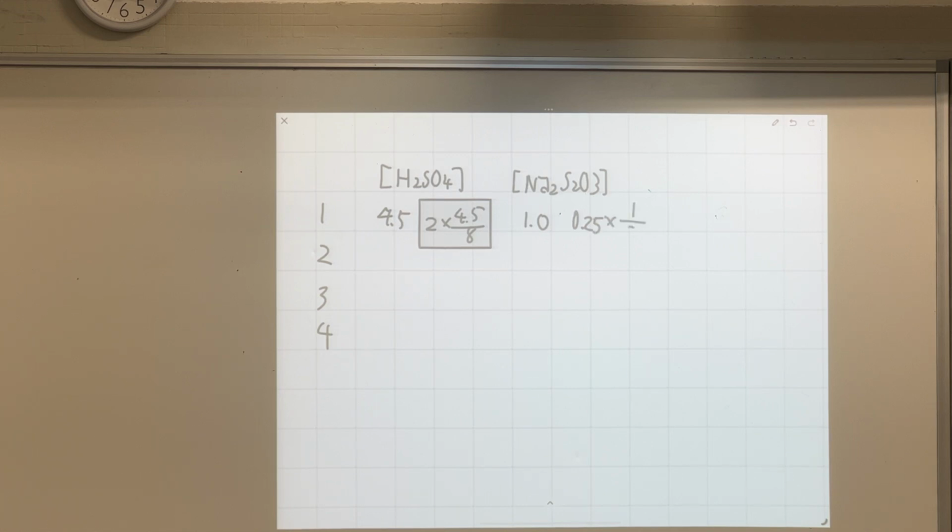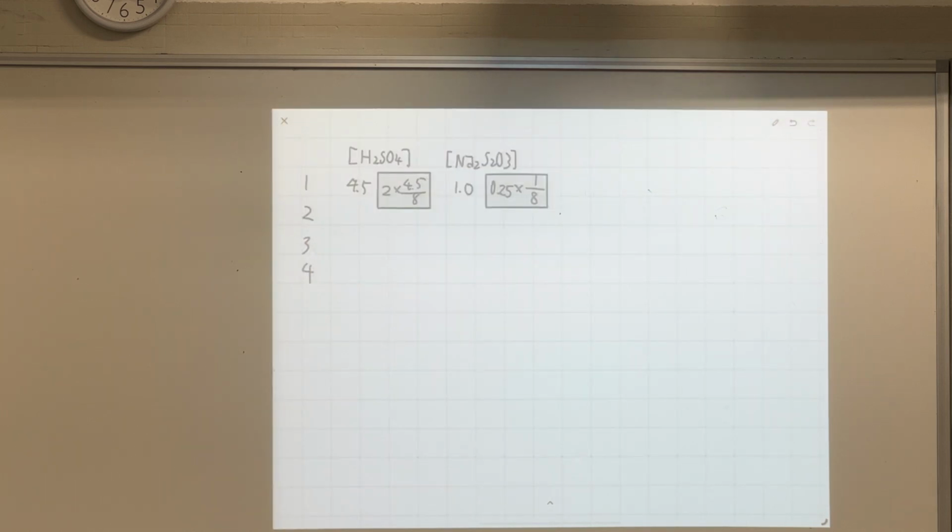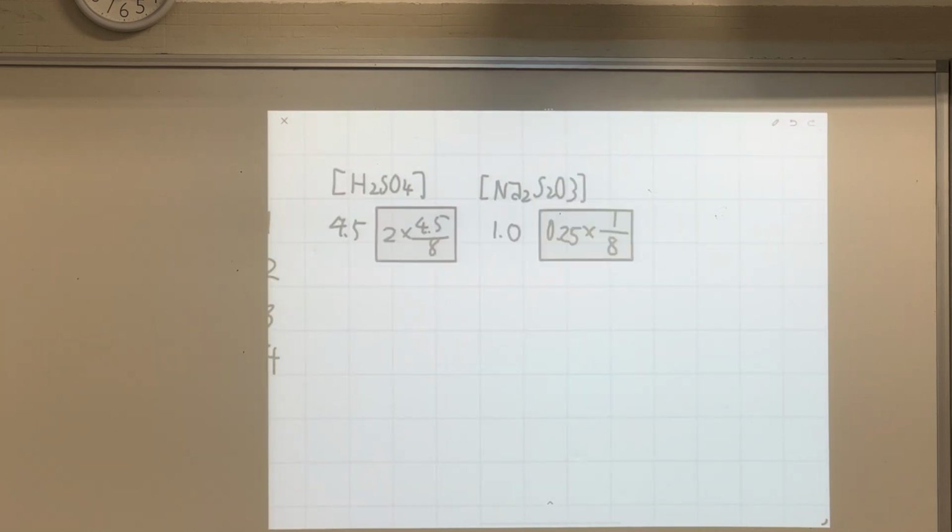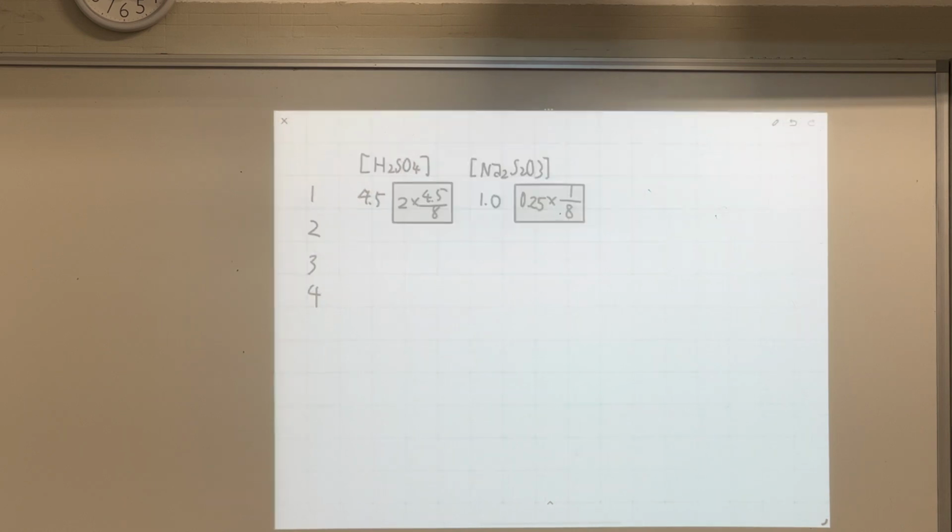Times 1 over 8, divided by 8, yes. After we are done with all this, this is a really nasty question because it is not really H2SO4 that is the reactant. Can you see what the reactant really is? Other than that, it's H plus, right? Oh yeah, so therefore you need to do one more step. This is really tricky.